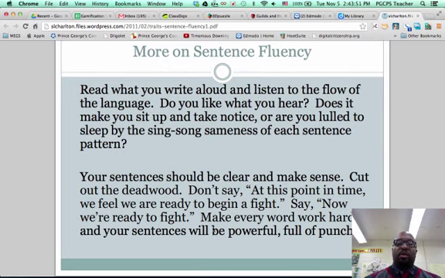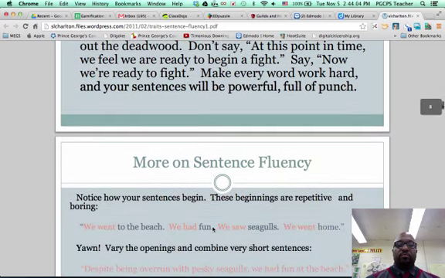Your sentences should be clear and make sense. Cut out the deadwood. Don't say, "At this point in time we feel we are ready to begin a fight." Say, "Now we are ready to fight." Make every word work hard, and your sentences will be powerful and full of punch.